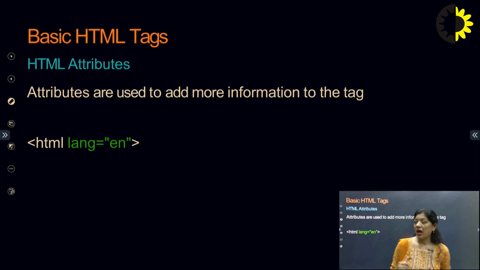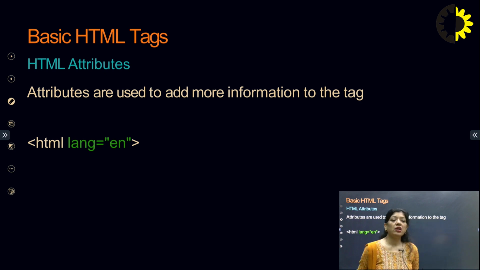For example, I have taken the example, html lang equals to en. So here, what is the attribute and what is the value? In the html tag, lang is the attribute name, and en means English. What is the meaning of this tag? Here we are using the attribute lang to say in which language we are going to write, that is English.